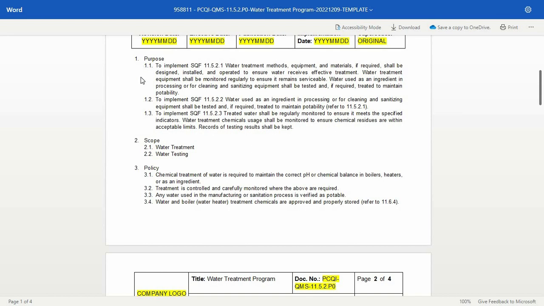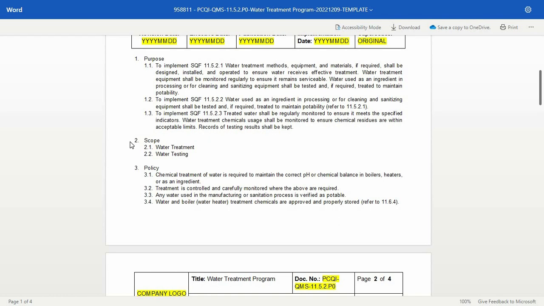to maintain potability. Second, to implement SQF 11.5.2.2, water used as an ingredient in processing or for cleaning and sanitizing equipment shall be tested and, if required, treated to maintain potability, which may refer to 11.5.2.1. And third, to implement SQF 11.5.2.3, treated water shall be regularly monitored to ensure it meets the specified indicators. Water treatment chemicals usage shall be monitored to ensure chemical residues are within acceptable limits. Records of testing results shall be kept.